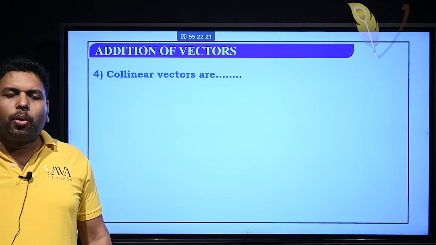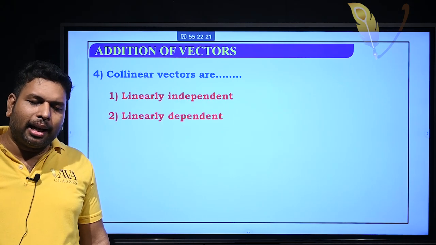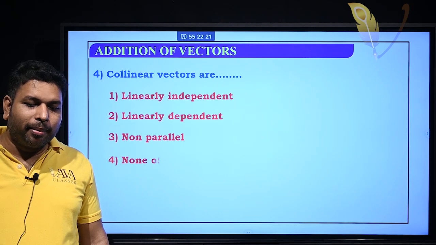Question 4. Collinear vectors are LD, LI, non-parallel, none of them.